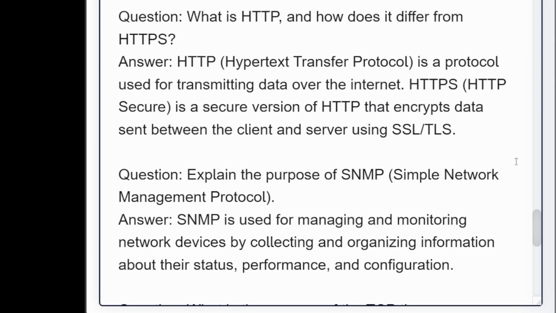Answer: HTTP, Hypertext Transfer Protocol, is a protocol used for transmitting data over the Internet. HTTPS, HTTP Secure, is a secure version of HTTP that encrypts data sent between the client and server using SSL/TLS.